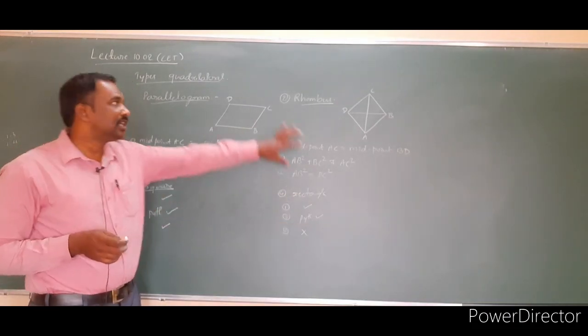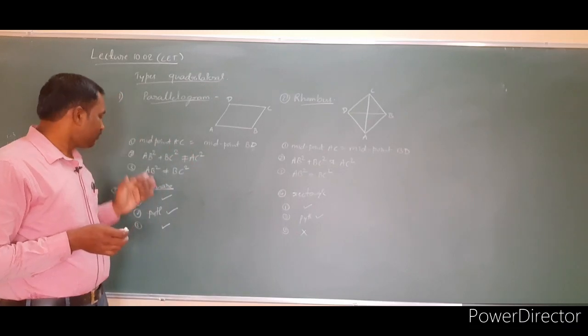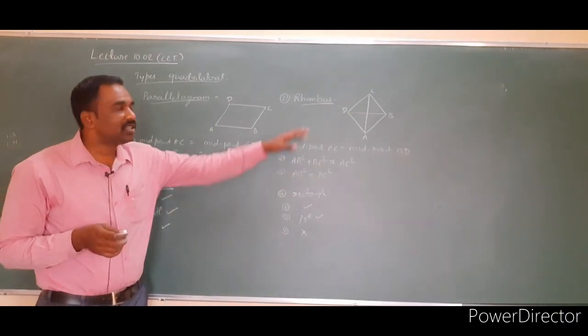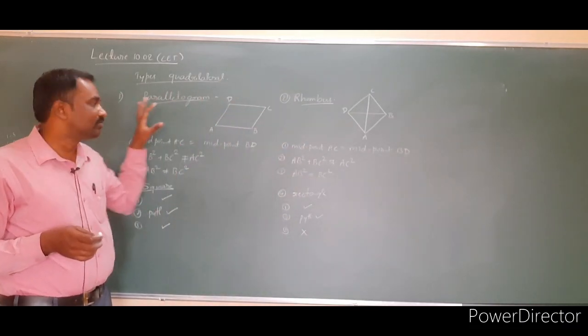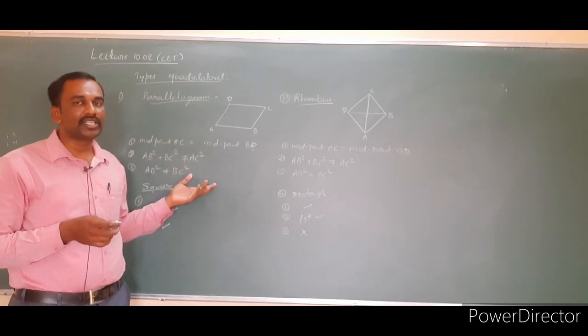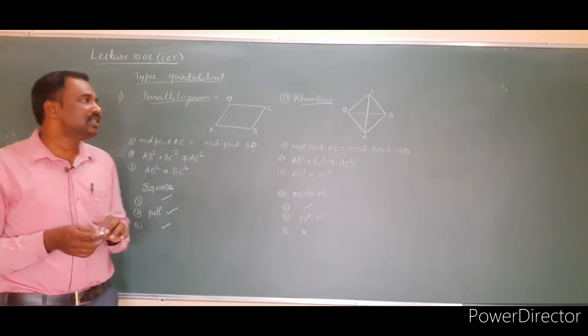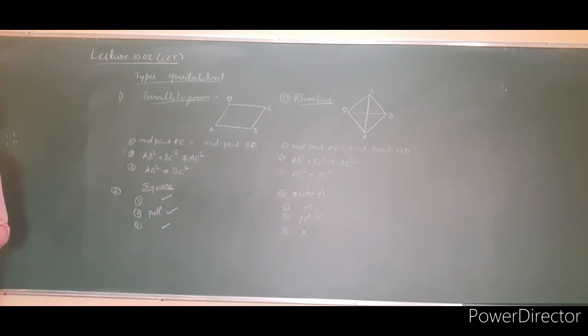So this is how we need to check whether a given quadrilateral is a square, rectangle, rhombus or parallelogram. These three common points we need to check, and see which one is satisfied. If you remember the diagram, you can easily check these conditions. So this is how we need to get it.